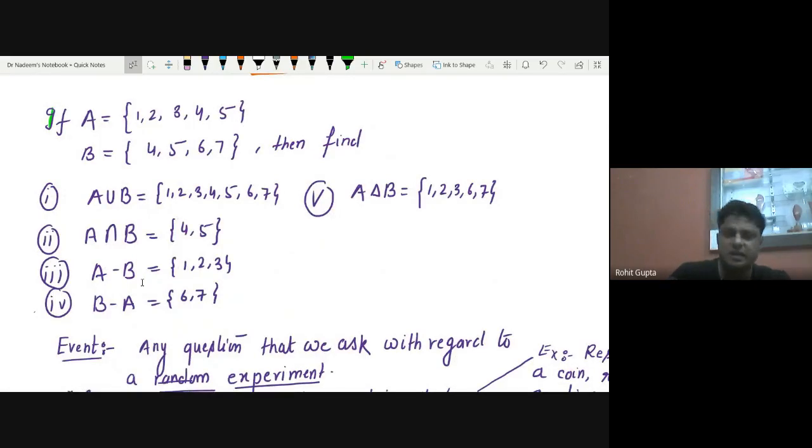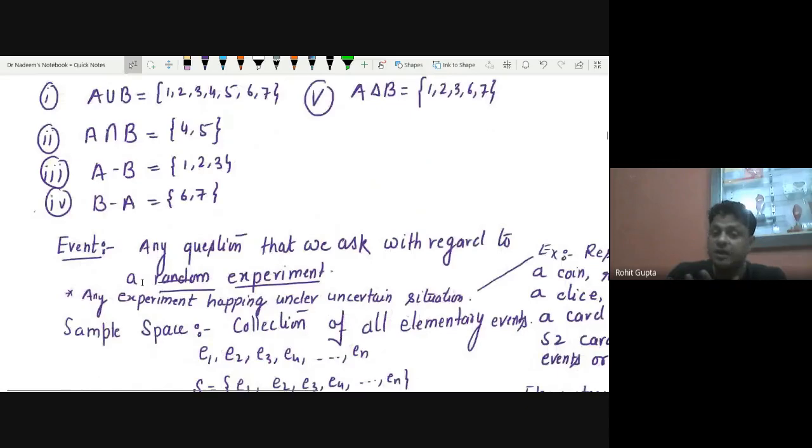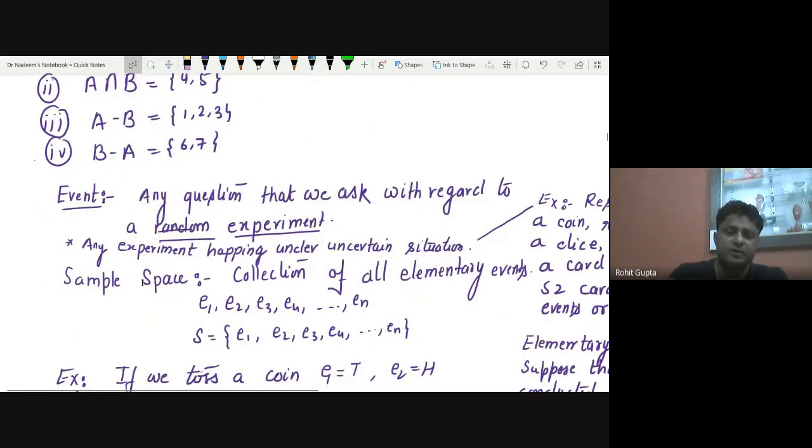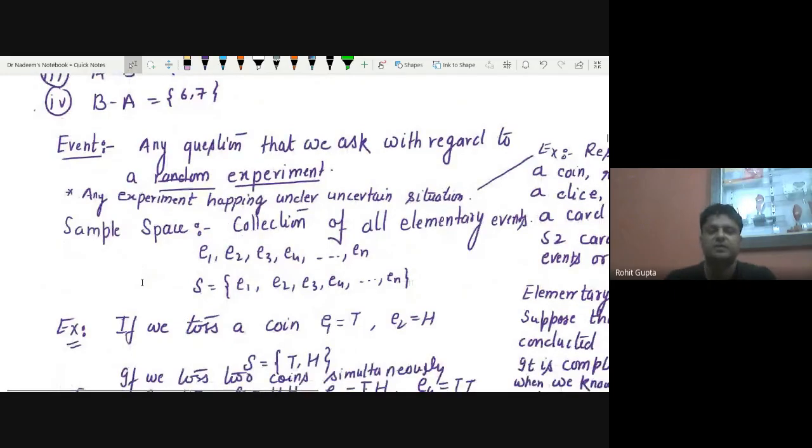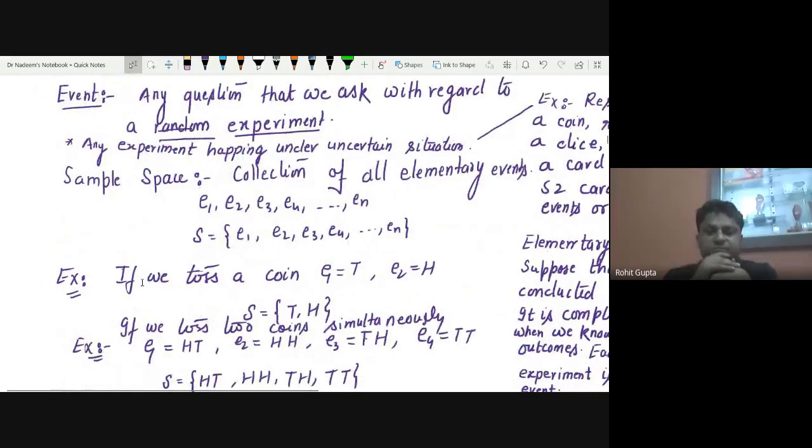These are some very basic definitions of sets, which are used to discuss probability in further sections. Now we will talk about the basic terminology of probability. First of all, we will talk about the event. What is an event? An event is associated with a random experiment. Now, the question is, what is a random experiment? Any experiment happening under uncertain situations.